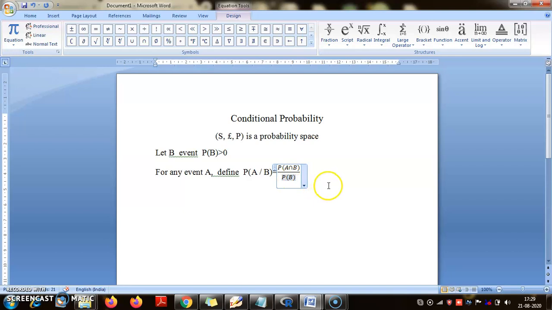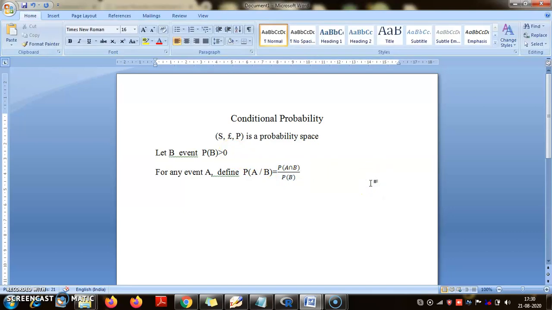Please note this, that since P of B is in the denominator, we require this probability of B to be positive. We can define conditional probability only when this conditioning event, B is called the conditioning event, has a positive probability. So we'll read this as the conditional probability of A given B. So that's how we'll read this statement.